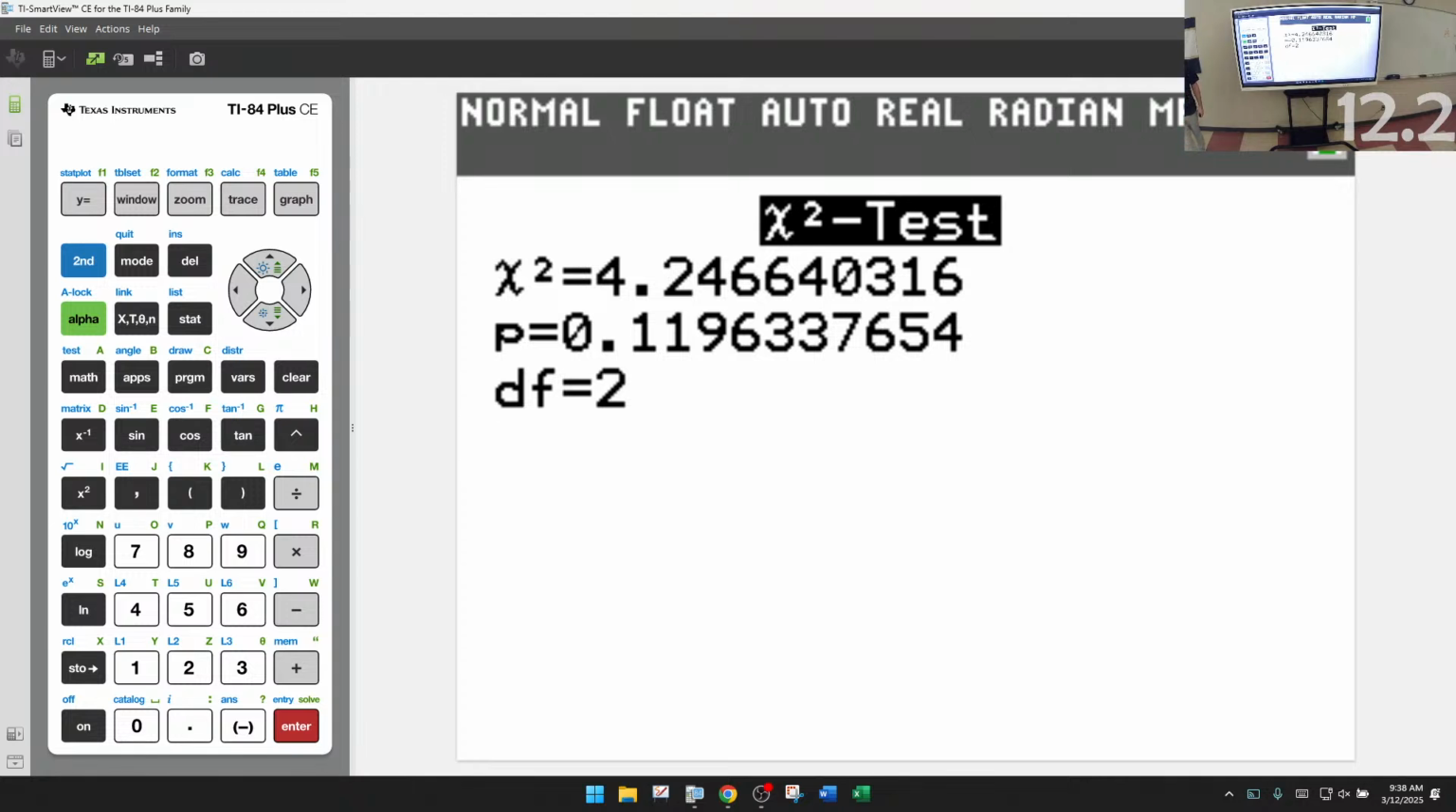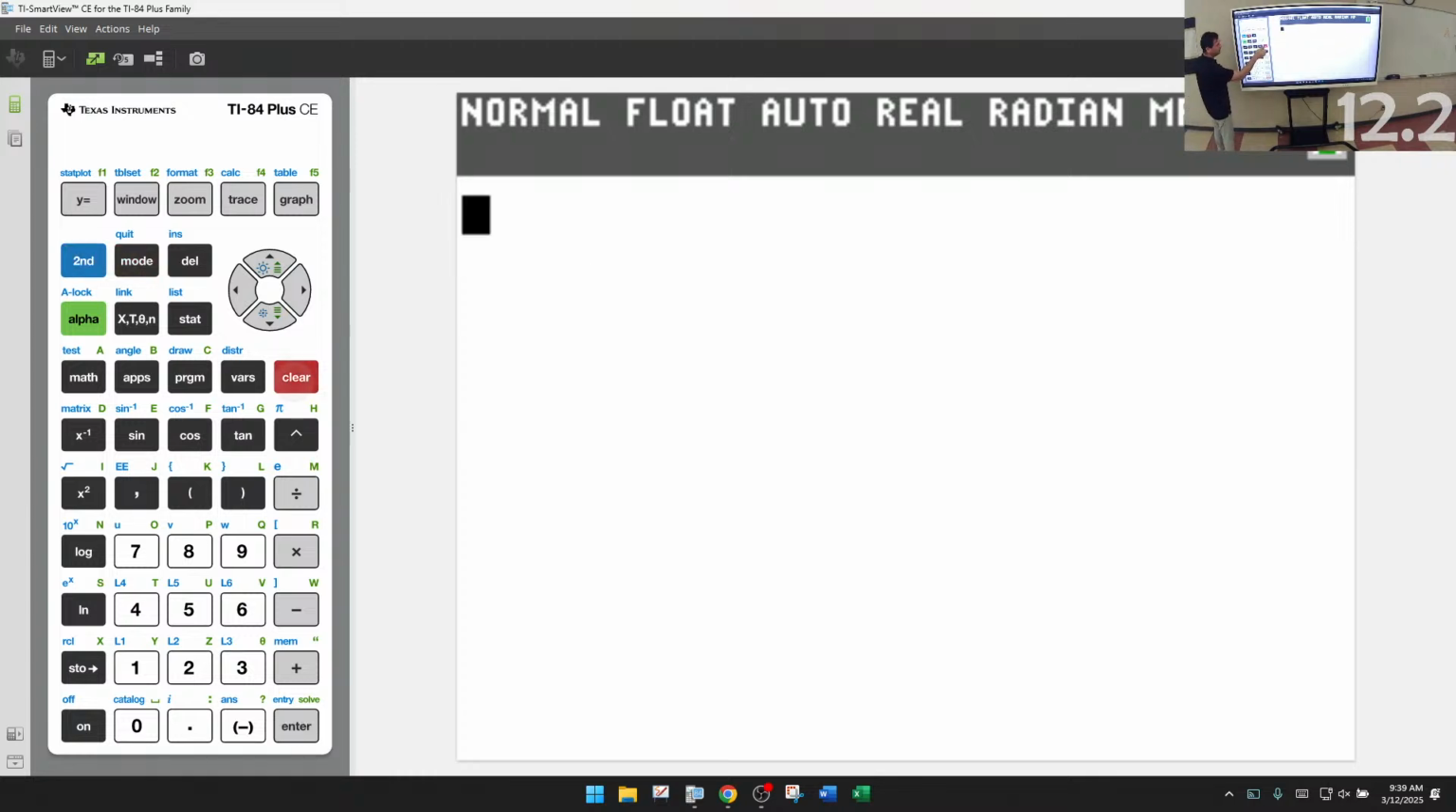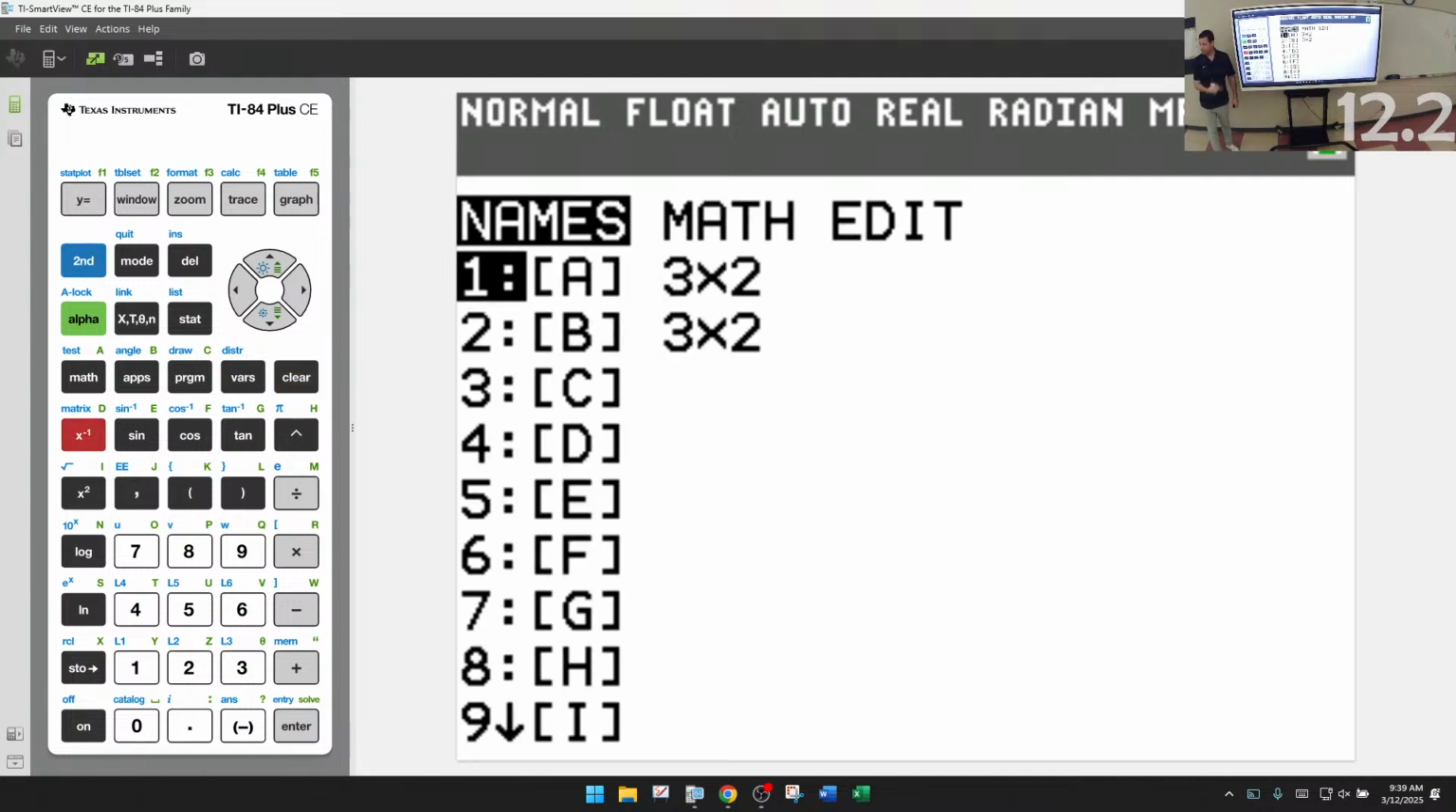It does not show me the contributions, okay? Because those are in lists. But do notice this. When I hit quit or get out of this or clear it all out and I forget everything I was supposed to do, if I go to matrices, look at B.